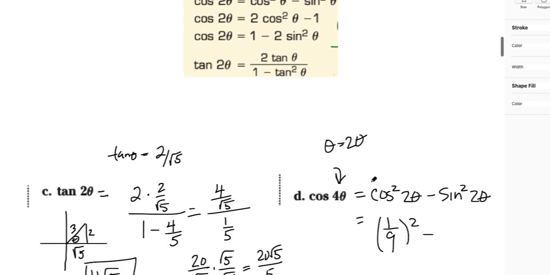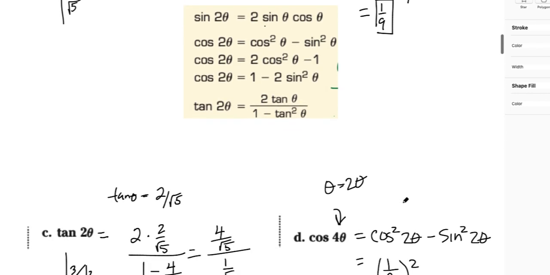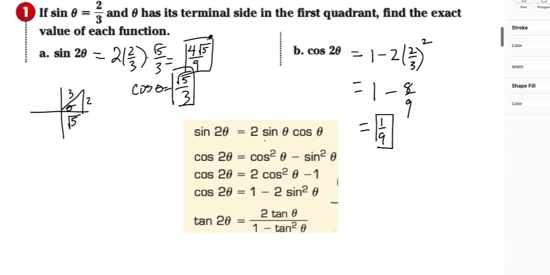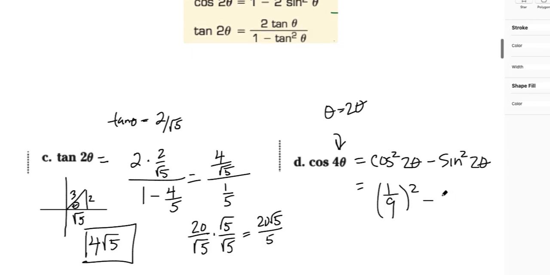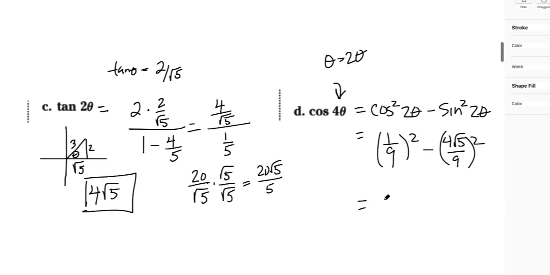And then sine squared 2 theta we have over here is the square root of 5 over 3. So I'm going to, or is that what we got? No, we didn't. We got 4 root 5 over 9. My bad. 4 root 5 over 9, and I'm going to square that. And now I'm going to take the difference between the two. So 1 over 81 minus, what would this be? 4 times 4 is 16 times 5 is going to be 80 over 81.